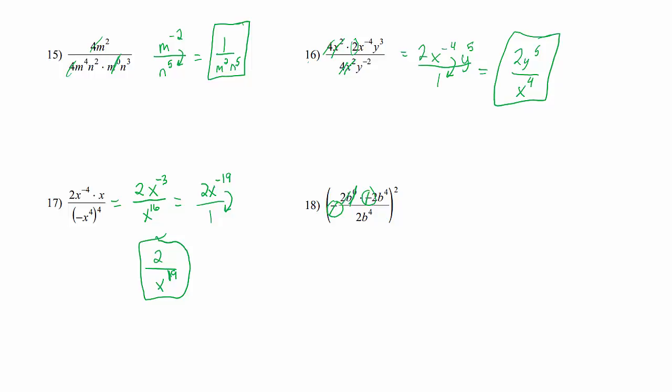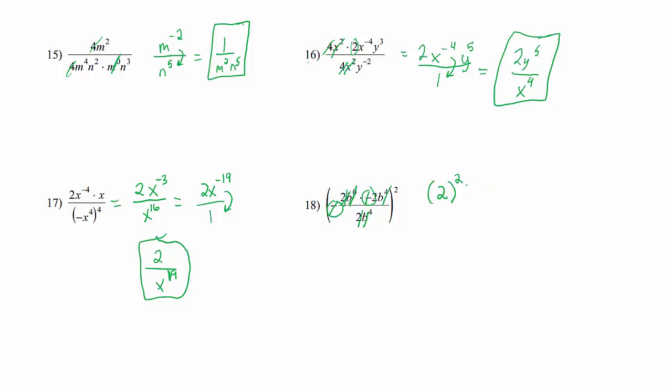We also can cancel a 2 out. Just know that there's a 2 left over, which I accidentally kind of marked out with my circle. These are b to the fourths on top and bottom that can cancel. So we just have 2 left, and it still needs to be squared.